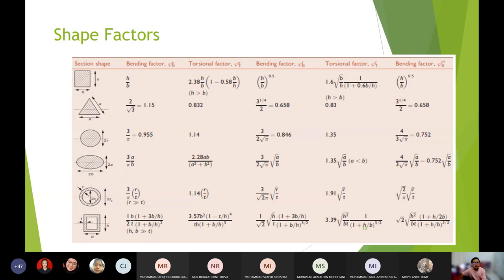So here, for example, for a section shape of a square or rectangle, the bending factor is the height over the width. The torsional factor is 2.38 times the height over the width, and then 1 minus 0.58 times the width over the height. And this is the bending factor, for a solid square. This is the torsional factor. Sorry, this is the bending factor for failure.